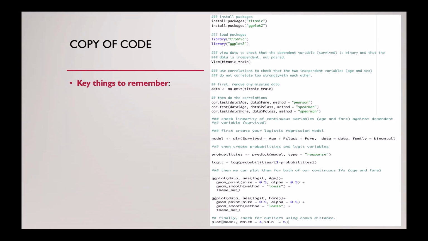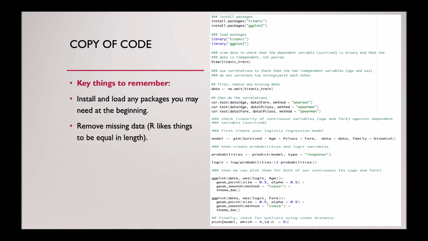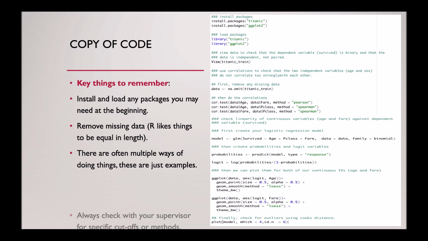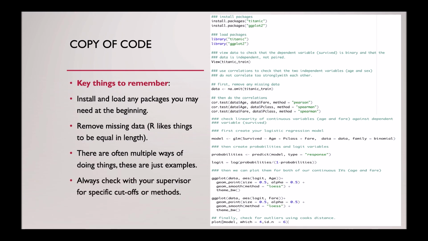Finally, here is a copy of the code that I use to check all of the assumptions. And you can edit this to represent your own data when running your own binary logistic regressions. And some things to remember are: install and load any packages at the beginning that you may need, otherwise you might run into an error. Remove any missing data, as sometimes R will give you an error as it likes things to be in equal length. There are often multiple ways of doing these things. These are just some examples. And finally, always check with your supervisor for specific cutoffs or methods that they want you to use.